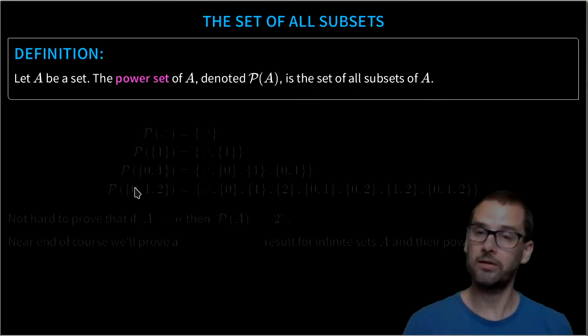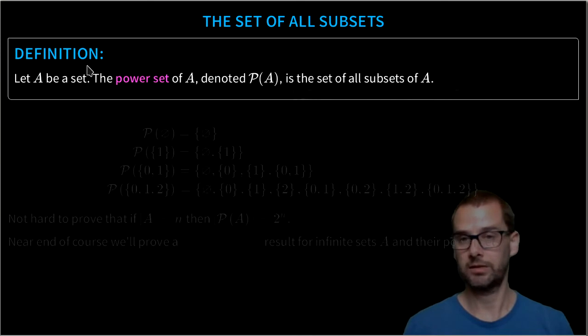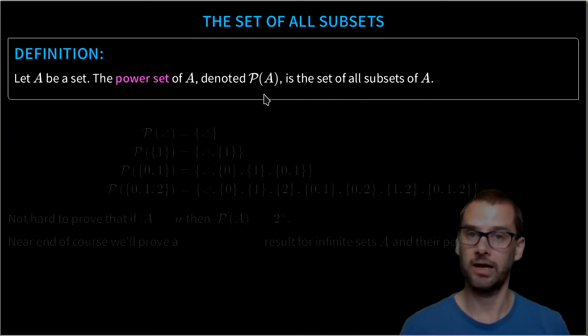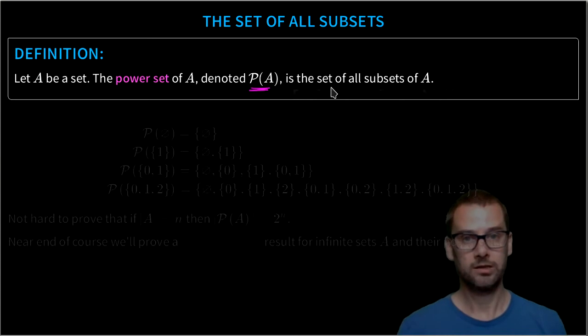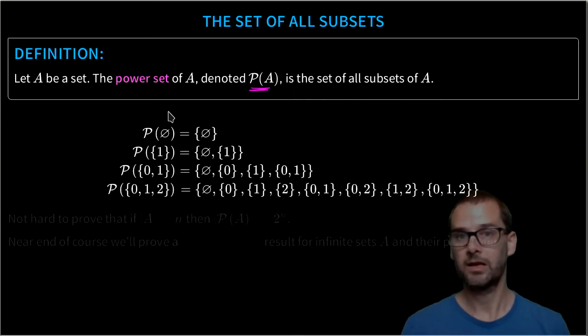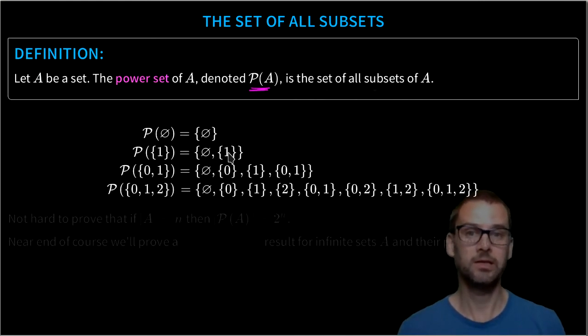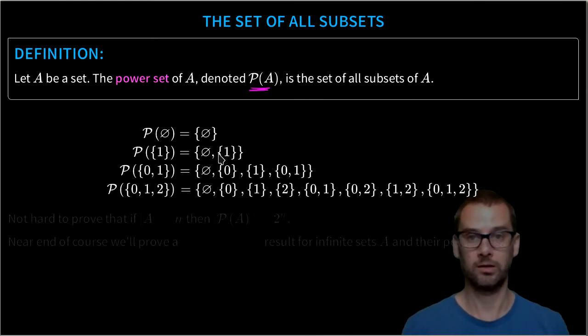The set of all subsets is called the power set. To give a more formal definition, if we let A be a set, then the power set of A is denoted with this calligraphic, or cursive, P of A. That's the set of all subsets. As a simple example, if we take the power set of the empty set, then we get the set that just contains the empty set. The power set of the set that contains just the element 1 is the set that contains the empty set and the set that contains 1, because those two sets are the only subsets of this.